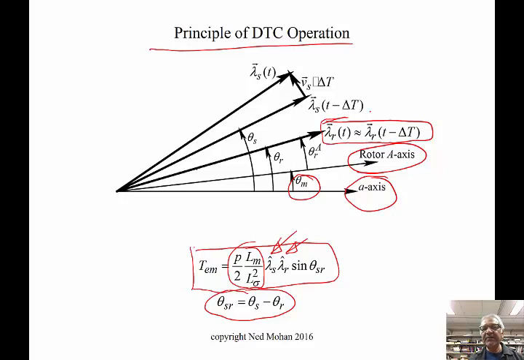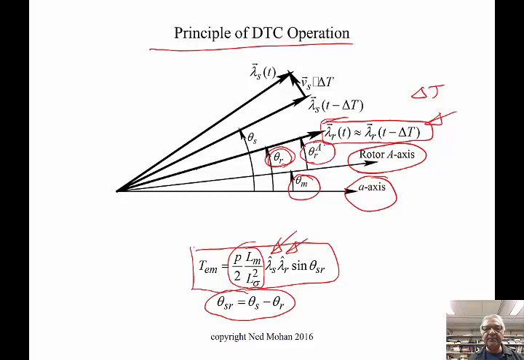So this flux linkage, because of the theorem of constant flux linkage, cannot change in a very short time, delta t here. That's what it's showing, that the rotor flux linkage at time t is pretty much equal to what it was one sampling time before. And the angle of this rotor flux linkage vector is shown with respect to the stator A-axis as theta sub r, and with respect to the rotor A-axis as theta sub r with superscript a.